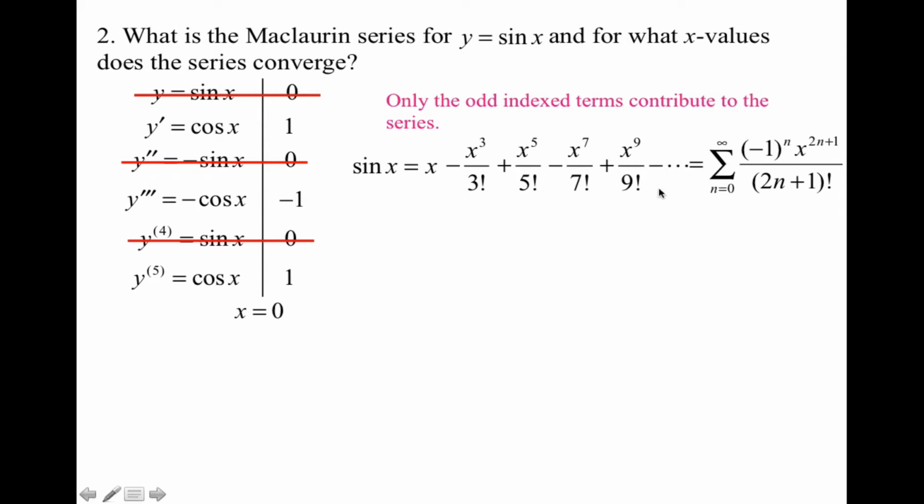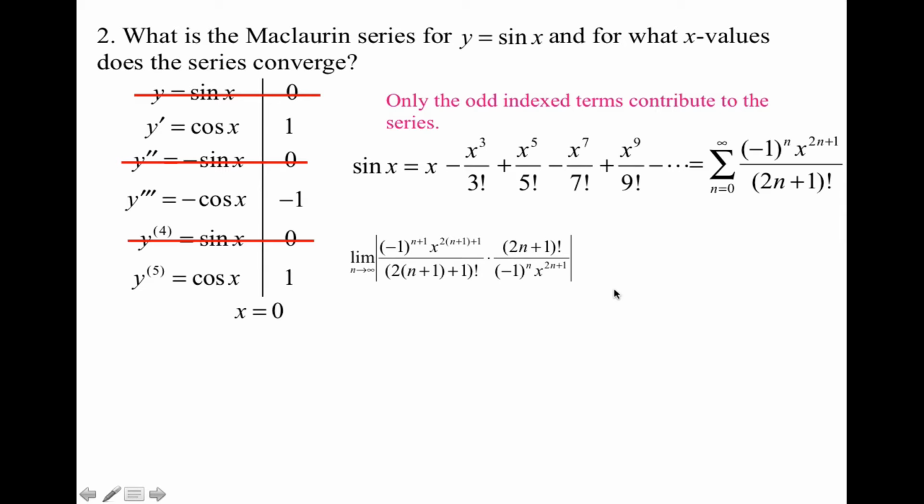So here's my multiple of -1 to the nth power, because I'm starting at 0. And since the first term is positive, that means this -1 to the first term, in this case the 0 term, has to be a positive 1. And since I'm only dealing with the odd indexes, so the first derivative, the third derivative, the fifth derivative, and so on, in order to get odd exponents, I'm going to have 2n plus 1 all over the 2n plus 1 factorial.